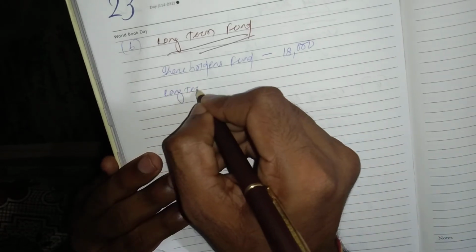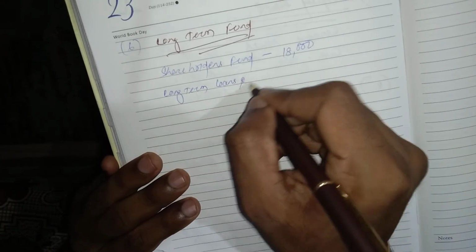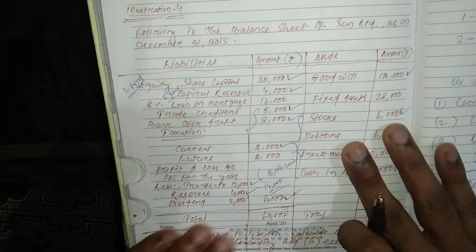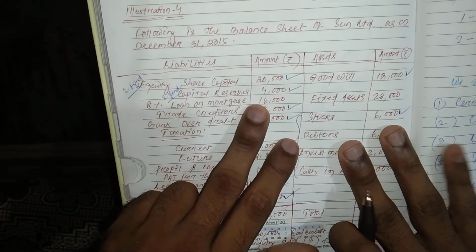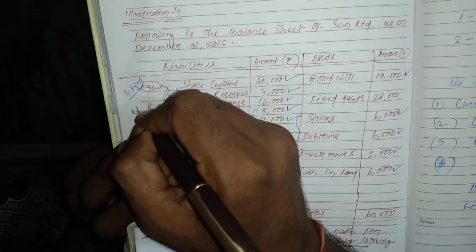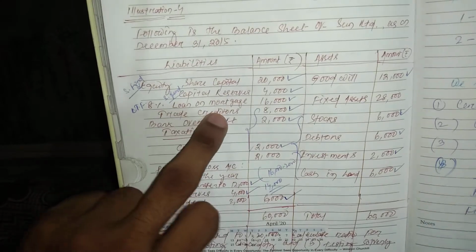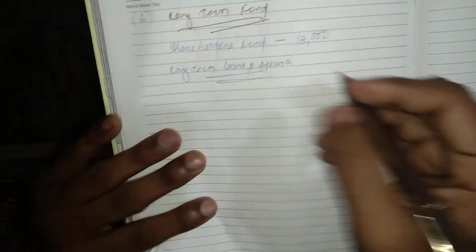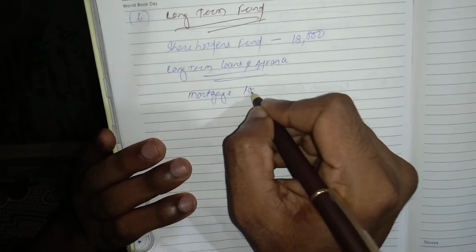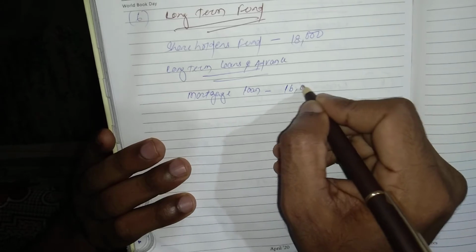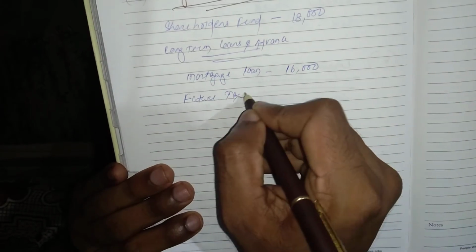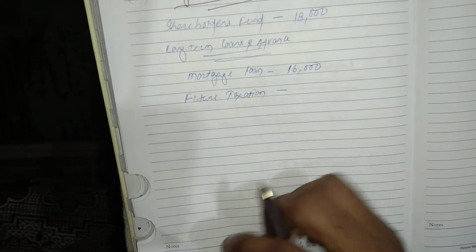And here, long-term loans and advance, that is, in the question given, loan on mortgage, 16,000. This one, 8% loan on mortgage, a long-term fund. Loan on mortgage 16,000. Future taxation is also given in the question. This is also a long-term liability.